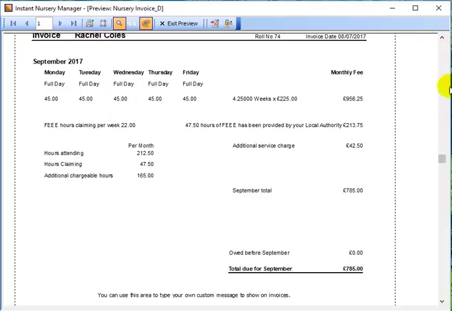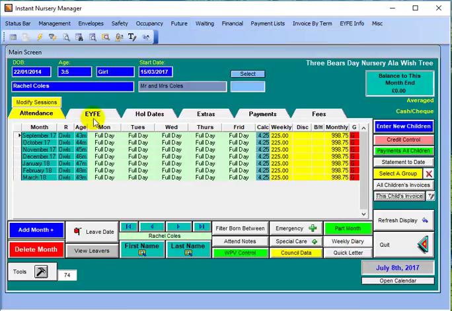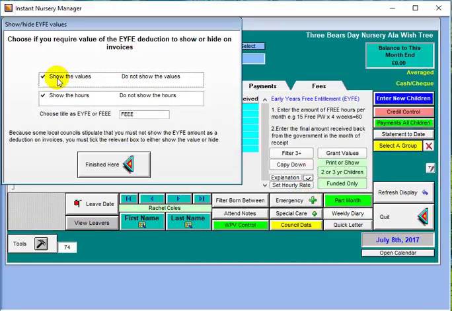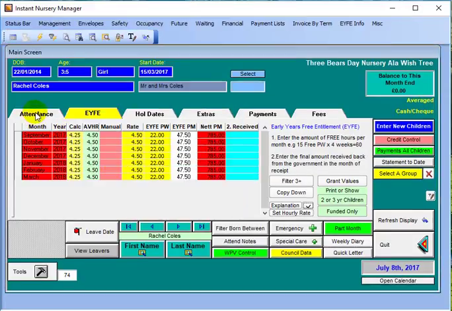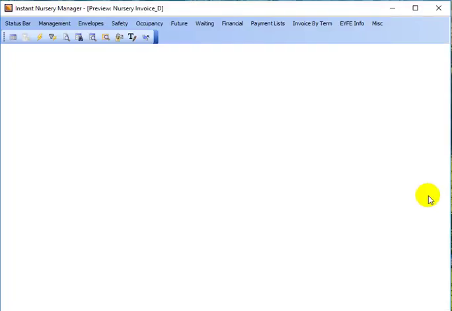Now then, we do know that most councils will not allow you to show this monetary amount. So we have given you a tick box here, look. Show the values or do not show the values. So let's just have a quick look at the invoice now, look, for September again.